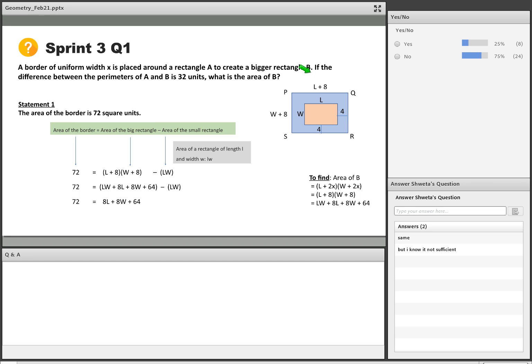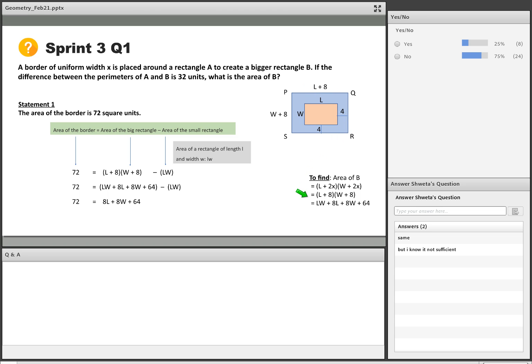So this becomes L plus 8. There's 4 on the right, 4 on the left. Similarly, 4 below it, 4 above it, to turn your W into W plus 8. Now with that, if I write down the big rectangle minus small rectangle and simplify, this is the relationship I get. This is something with L, W, a sum, some constants. What is it that I wanted? Focus on that. It's the area of the big rectangle. I'm very happy we had corrected the wordings here, the naming. So the area of the big rectangle is L plus 8 times W plus 8.